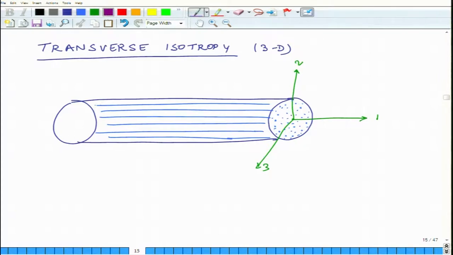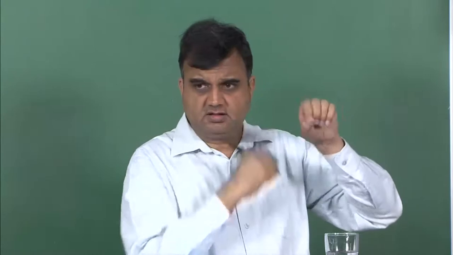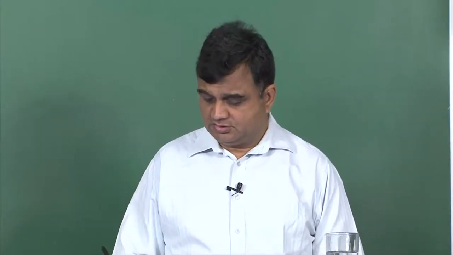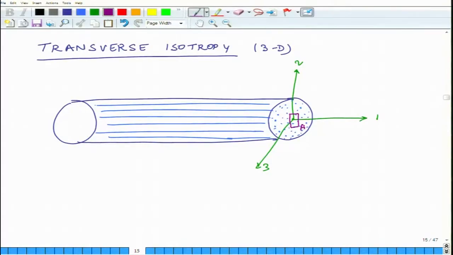Now, think about it. Suppose I take a sample like this. I am looking at the rod and I am cutting a material from the end, and I take a sample like this, okay. So, this is sample A. Actually, sorry, let us just assume that I cut a sample of this orientation, okay. This is sample A and it has a thickness in the one direction, okay.